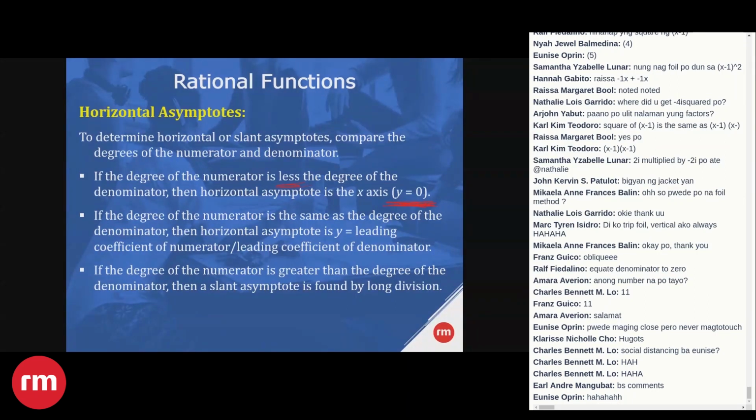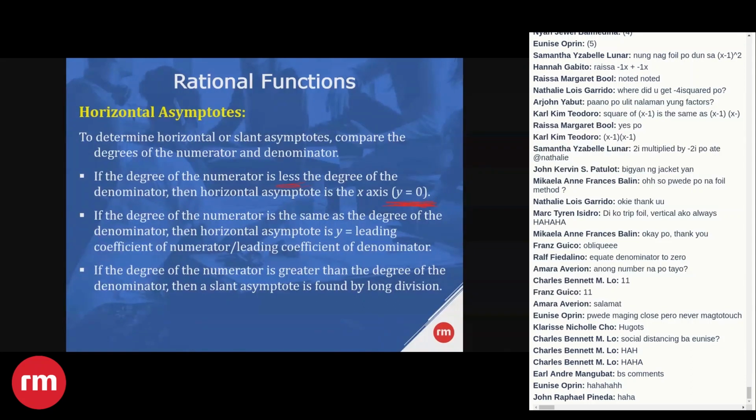So pwede maging close. Yes, it will really get closer and closer to the asymptote, but the graph will never touch the asymptote kasi bawal. Ibig sabihin nun, bawal siya ng value ng x or bawal siya ng value ng y. So if the degree of the numerator is the same as the degree of the denominator, the horizontal asymptote is the ratio of the leading coefficients.